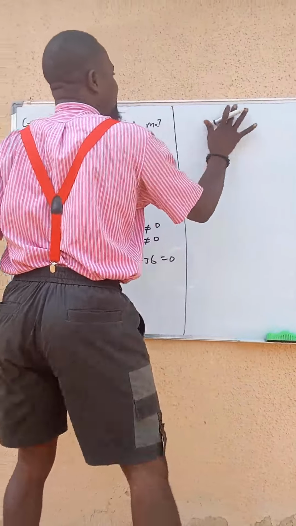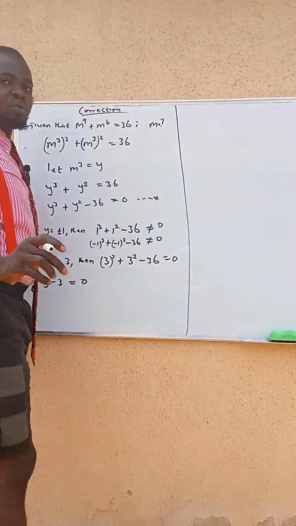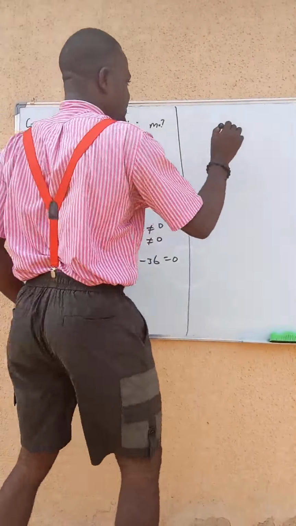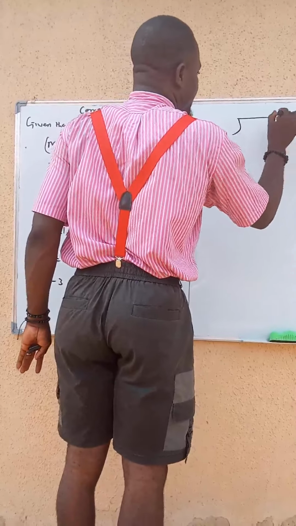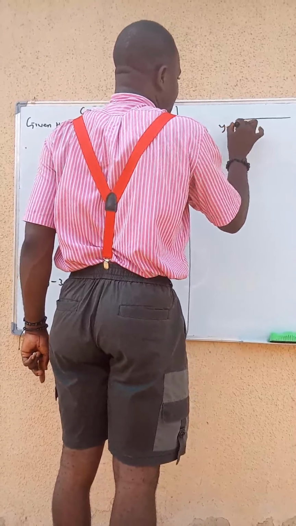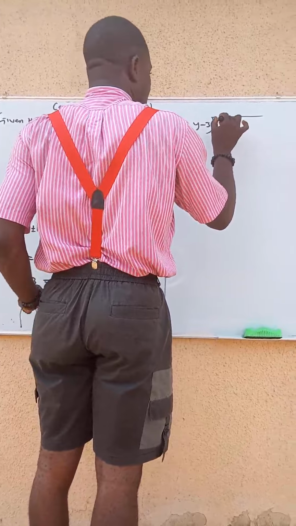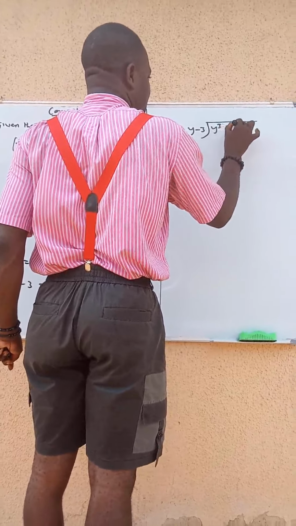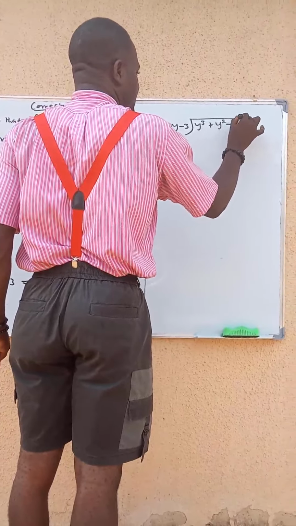if you have done partial fraction, you understand very well. And I'll do partial fraction. What I'll do here is y minus 3, y raised to the power of 3 plus y raised to the power of 2 minus 36.